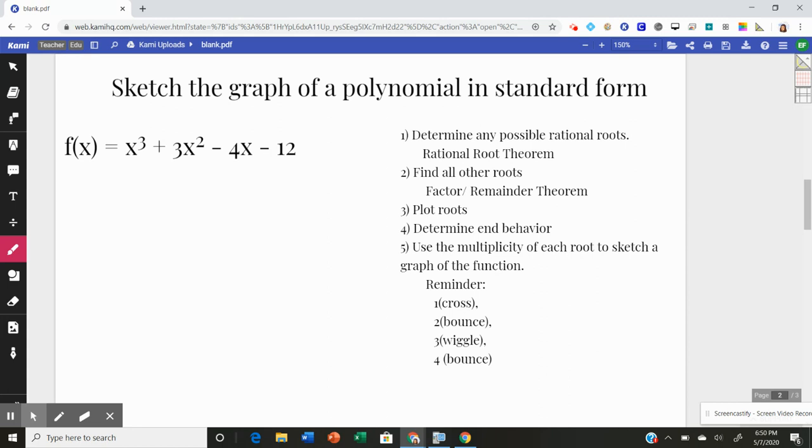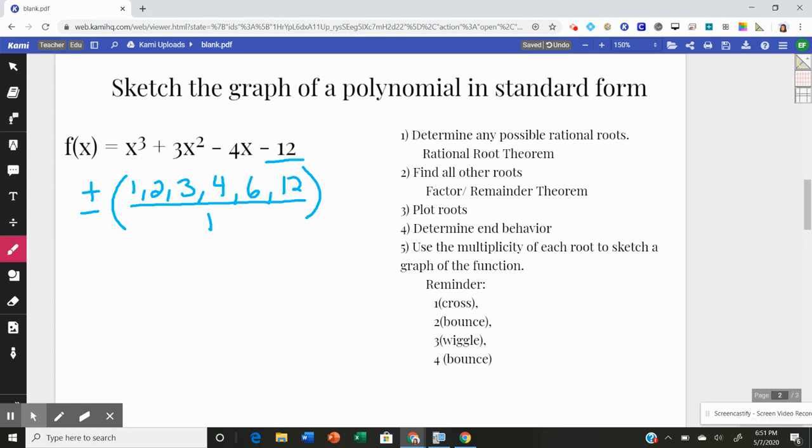All right, we see our first example up there. I gave you guys a little to-do list over to the side and some reminders. So the first thing we're going to need to do is to determine any possible rational roots. And for that, we're going to use our rational root theorem. We're looking at all of the factors of the constant term, so 1, 2, 3, 4, 6, 12, divided by all of the factors of the leading coefficient. Here it happens to be 1. So we have 12 different numbers that we have to test. Yep, we've got to test all 12 numbers.